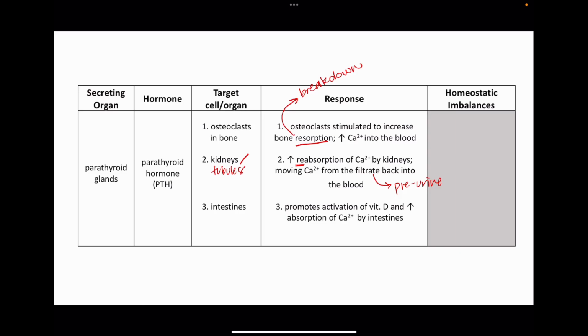So absorption at the intestines, but reabsorption at the kidneys. At the intestines, it promotes the activation of vitamin D, and remember, vitamin D is required for that calcium absorption at the intestines. Okay, any questions about that? I'll give you a second to write that down.